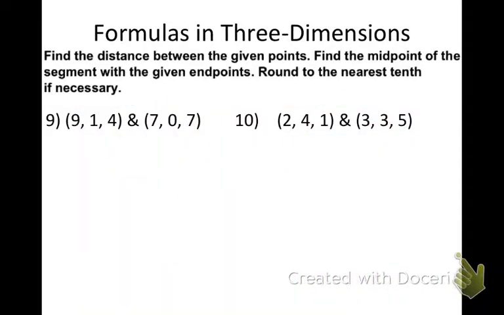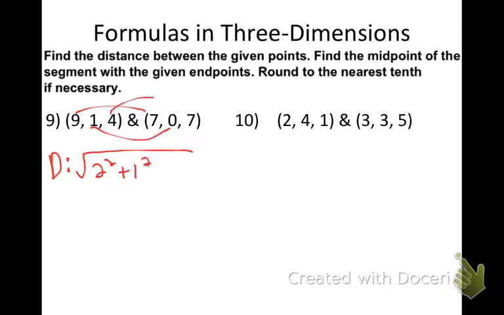Try numbers 9 and 10. Find the midpoint distance of these coordinates. Take a couple seconds. Try these on your own. So number 9 here, I got distance. What's the difference in my x values here? Difference in the x values is 2, so I get 2 squared. Difference in the y values is 1, so I get 1 squared. Difference in the z values is 3, so I get 3 squared.